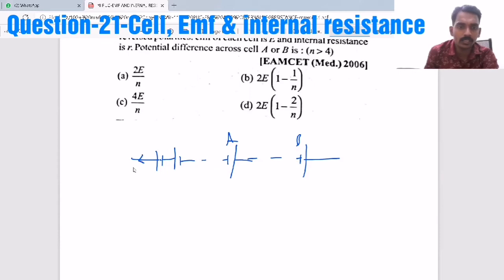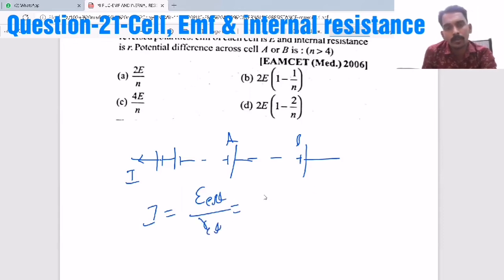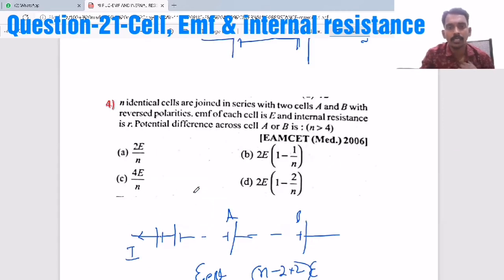Now see here, this is the current drawing. Now current equals epsilon effective by resistance effective. Now n cells are there, so n minus 2 into 2 into epsilon, because out of n, 2 cells are connected wrongly, so n minus 4 is the effective one, divided by n into r. All are having the same internal resistance.